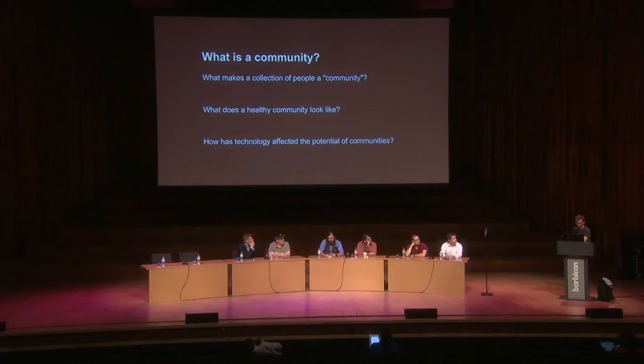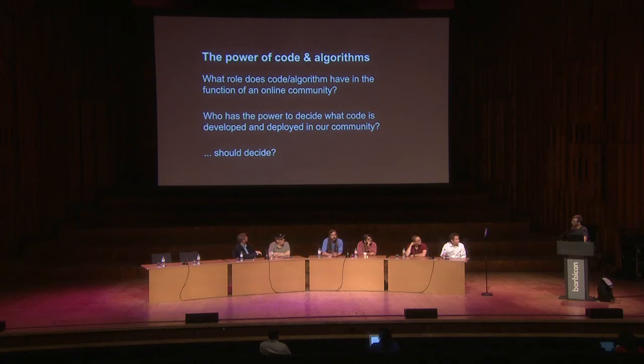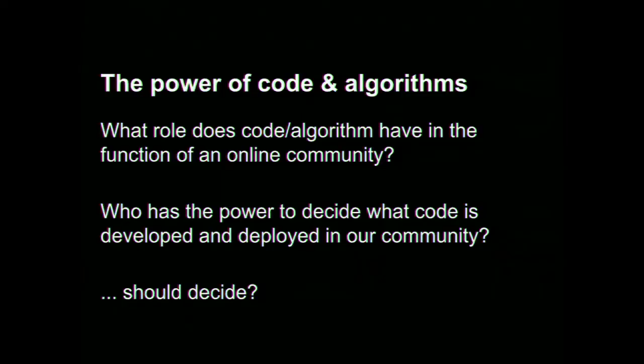Mm-hmm. So I'd like to riff on that just a moment, to move on to the next question area, because I think it feeds into this. The power of code and algorithms has the potential to do a lot for communities that operate in virtual spaces. And so I'd really like to ask you guys, riffing off of that last question, specifically of technologies: what do code and algorithms provide a community, and how can they damage a community?